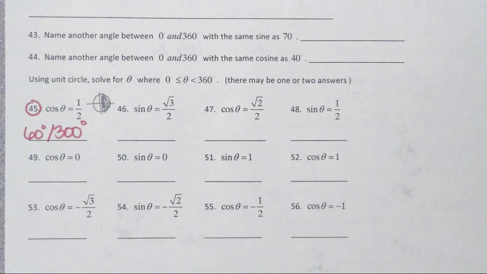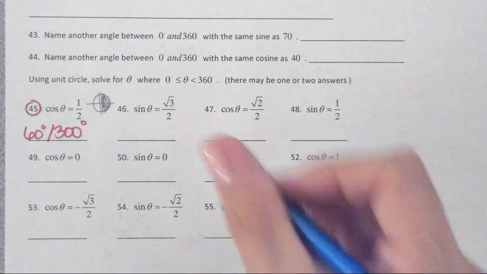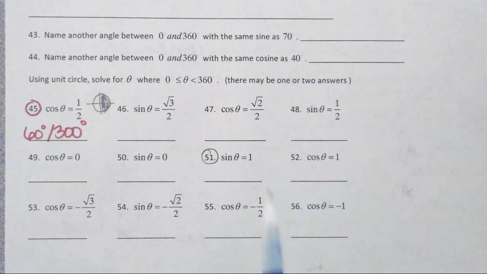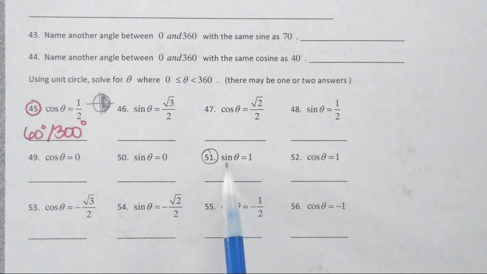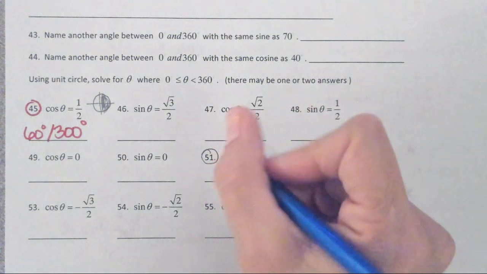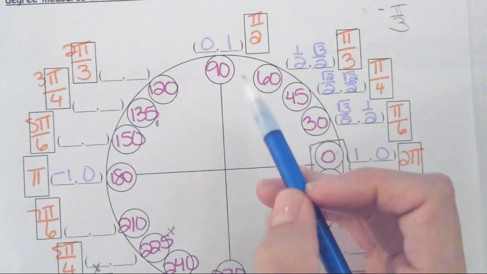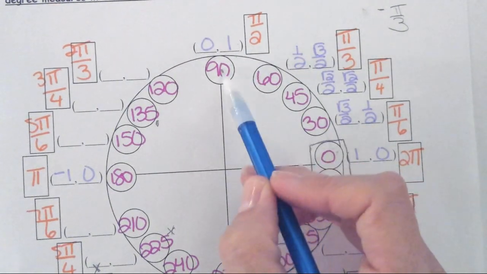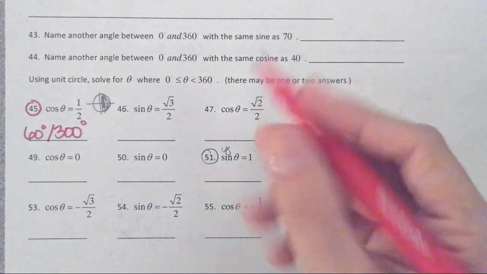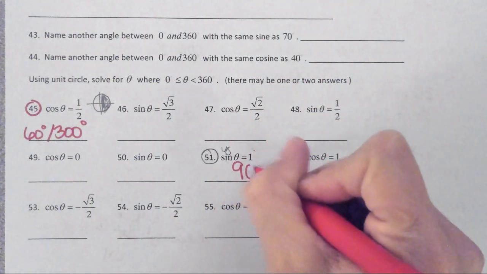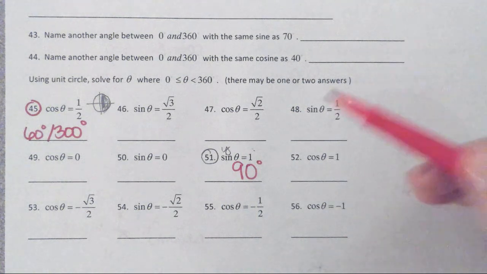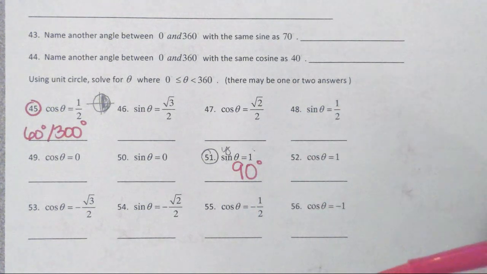And that's it. So let's go do a sine problem. Let's go to 51. On 51, they want to know where on your circle the sine, which is y, equals positive 1. So I go to my circle. Y equals positive 1 right up at the top, which is 90 degrees. So this time my problem only has one answer because it only equals 1 one time.